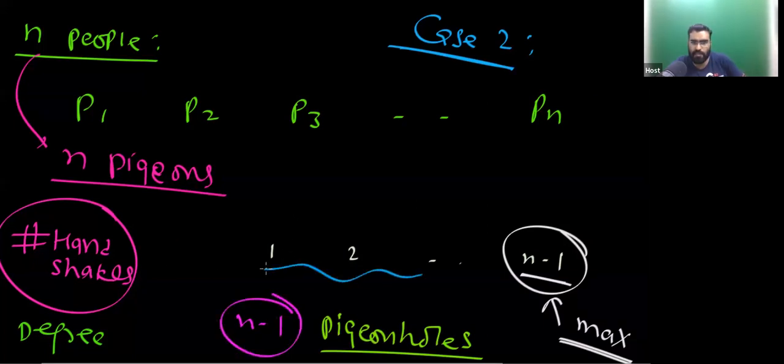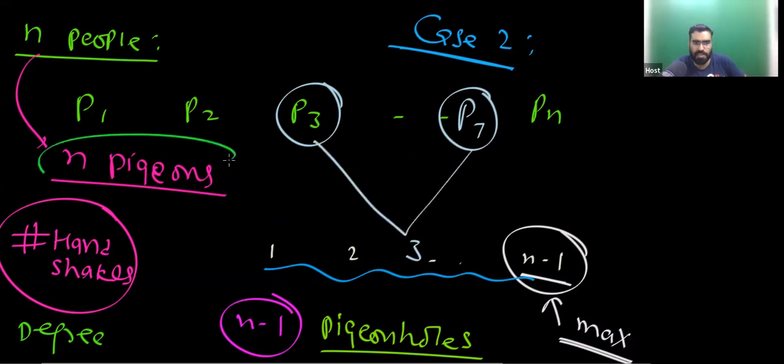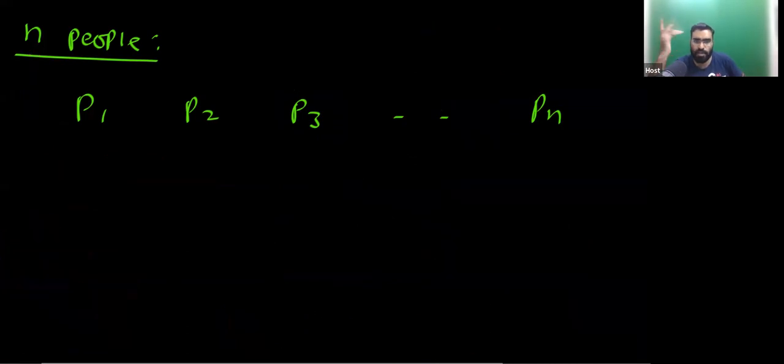These are the pigeonholes. Again, the same thing will happen: at least 2 pigeons will go to the same pigeonhole, because more pigeons, fewer pigeonholes. So whatever you do, case 1 or case 2, ultimately I can say that at least 2 people will have the same number of handshakes. Is this point clear?